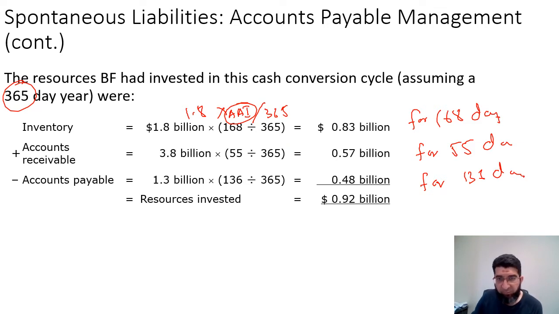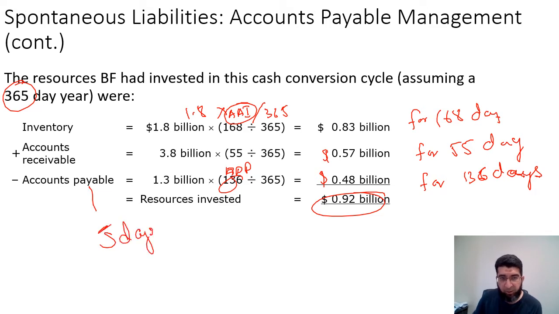So we see accounts receivable of 0.57 billion for 55 days, and accounts payable are 1.3 billion, outstanding on an average payment period of 136 days, and this gives us 0.48 billion for 136 days. The total resources invested equal 0.92 billion. So let's test this by changing the accounts payable. If we increase the accounts payable period by 5 days, let's say, how will it affect our cash conversion cycle?